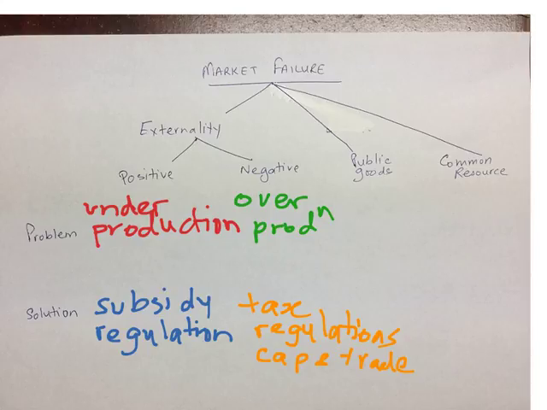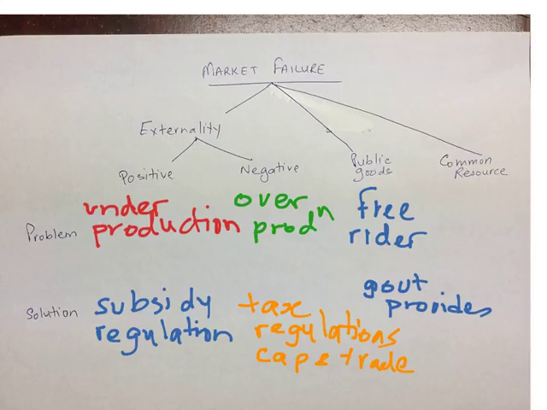With regards to public goods, the problem that arises is that of free ridership. Everybody wants to take advantage of it, but no one wants to pay for it. So everyone wants to be a free rider. The solution is that the government provides this product or service, because the government, due to the power vested in it because of its role, can collect taxes and use the taxes that are collected from the citizens to provide the public goods.